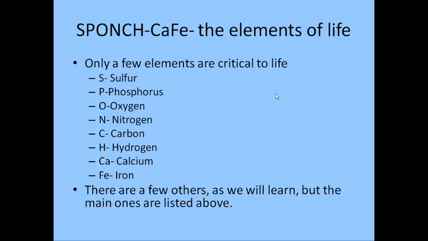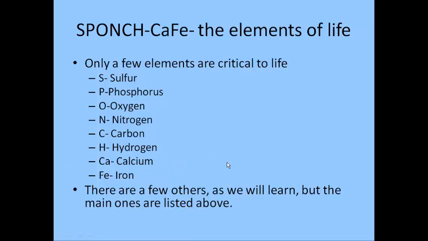Now, there's a few elements that are very important for living things. A lot of teachers use different acronyms or different mnemonic devices to remember this. This is the one I use. We say SPONCH, S-P-O-N-C-H, cafe. And that helps us remember these elements that are critical for living things. Sulfur, S for sulfur, P for phosphorus, O for oxygen, N for nitrogen, C for carbon, H for hydrogen. Those are the main elements.